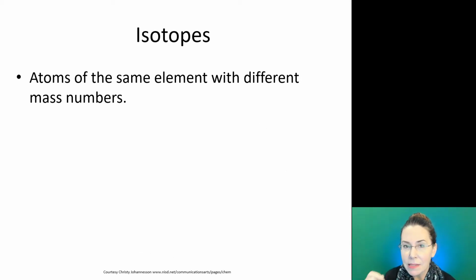So if the mass number is different in an atom that is an isotope, is it the protons or the neutrons that are changing? Well, we know we can never change the number of protons. So this has to be some change in the number of neutrons in that species.